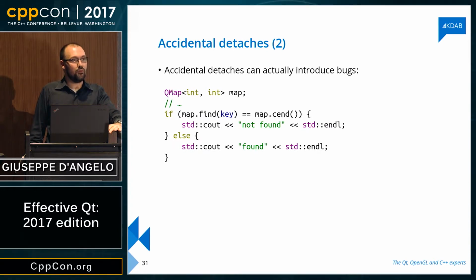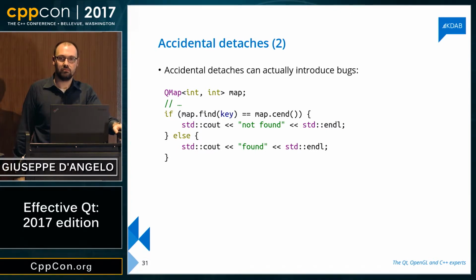Not only is this a performance problem, this accidental detach may actually introduce subtle bugs in your code base. So let's see an example of that. I've got a map of integers to integers. I populate it somehow, and then I ask, does this map contain a key? So I use find of the key. That returns an iterator. Is the iterator at the end of the map? If it is, then of course the key was not there, otherwise the key was there.